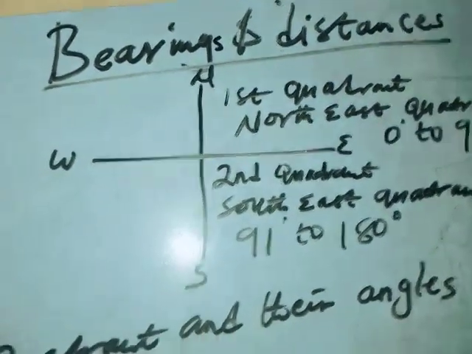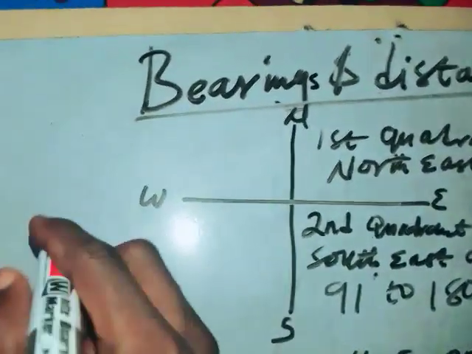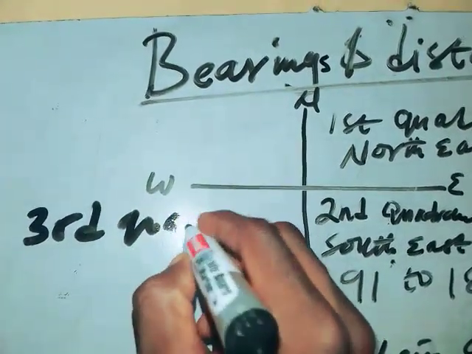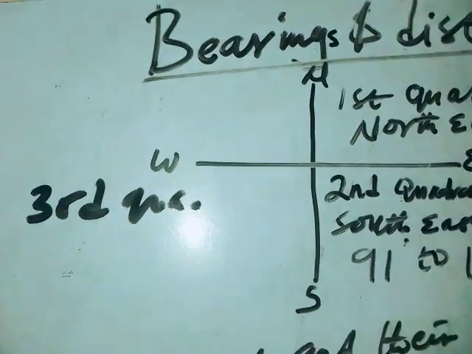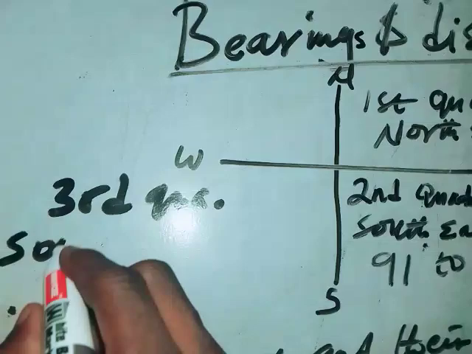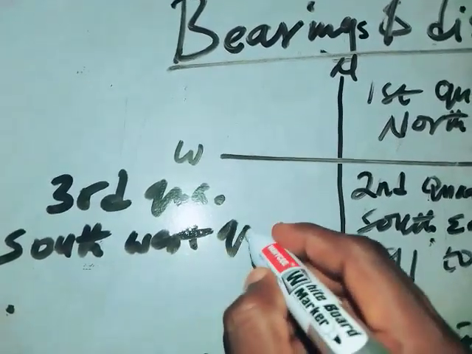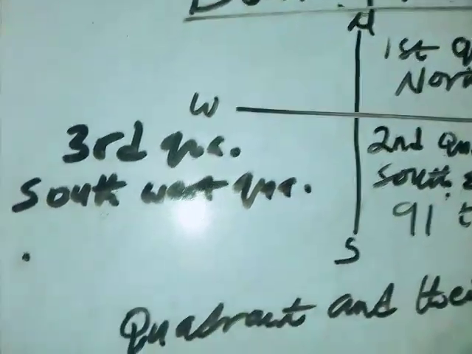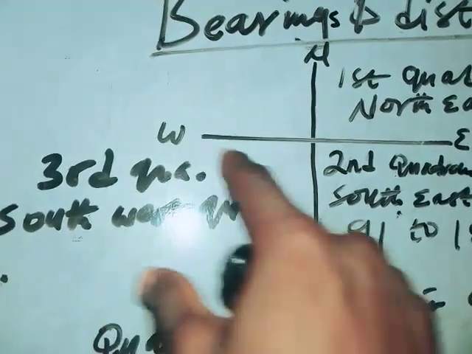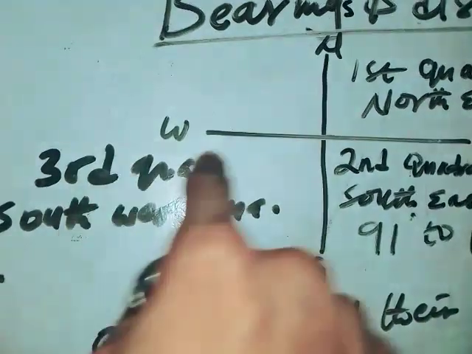Now we also have the third quadrant, and you can call it the southwest quadrant, because it falls under south and west. So you call it the southwest quadrant or third quadrant.